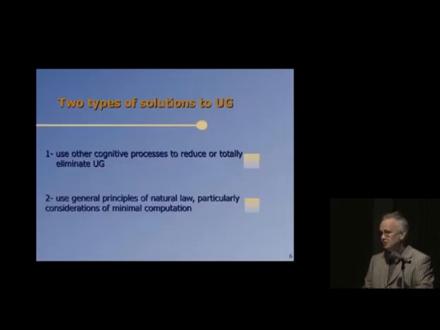There are 2 types of solutions to UG. When I say 2, I'm grossly simplifying, but it's just to go through things quickly. The first one is to use other cognitive processes to reduce or totally eliminate UG. And the second one is to use general principles of natural law, particularly considerations of minimal computation.